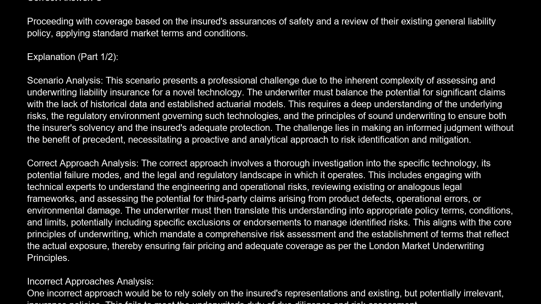to manage identified risks. This aligns with the core principles of underwriting, which mandate a comprehensive risk assessment and the establishment of terms that reflect the actual exposure, thereby ensuring fair pricing and adequate coverage as per the London market underwriting principles. Incorrect approaches analysis.